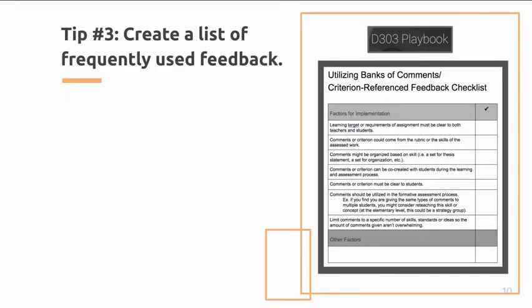Tip number 3, create a list of frequently used feedback. After you've narrowed the scope of feedback you'll focus on, craft a bank of feedback comments that you can easily cut and paste into comment fields, emails, etc. The Utilizing Banks of Comments playbook entry provides details of how to organize for this strategy.